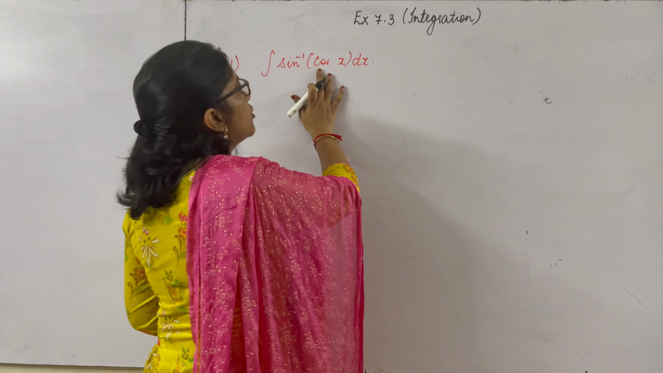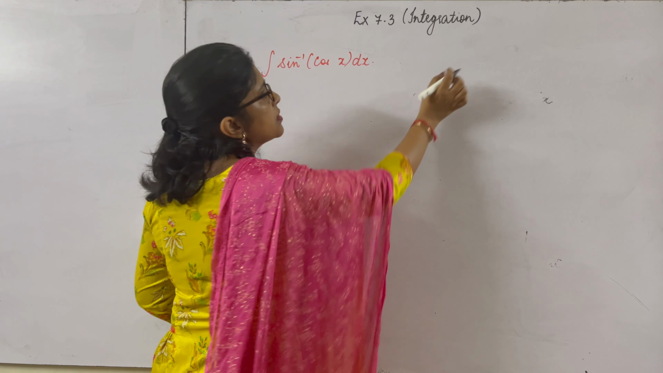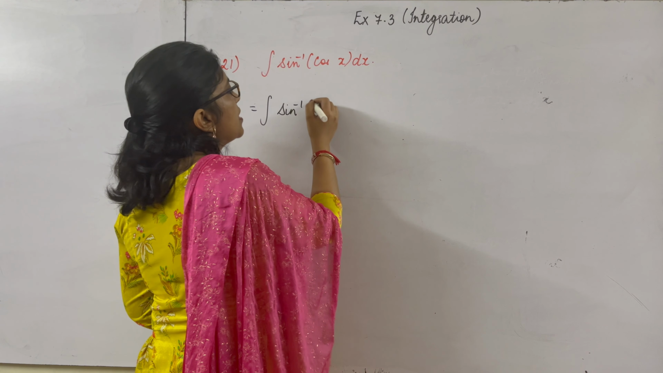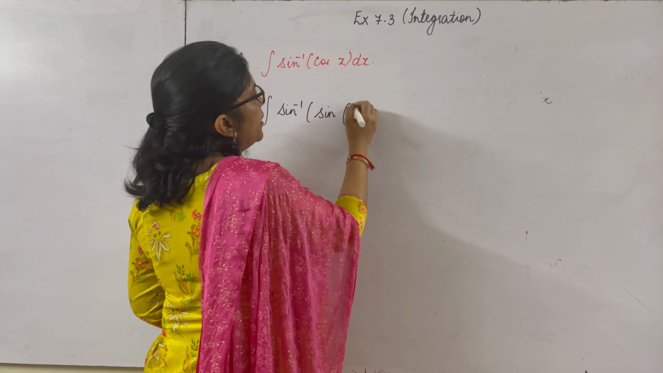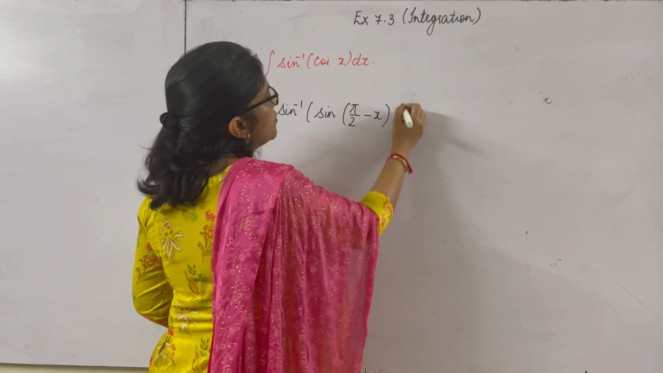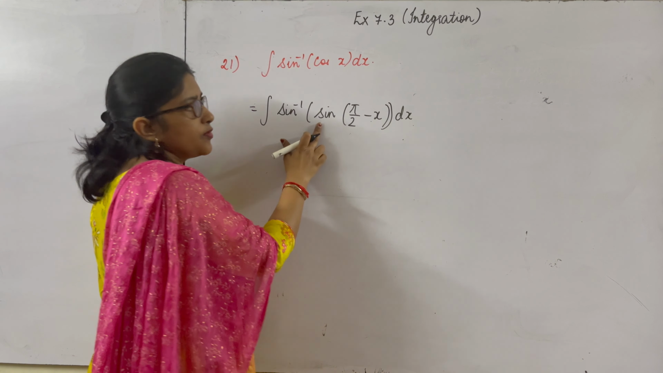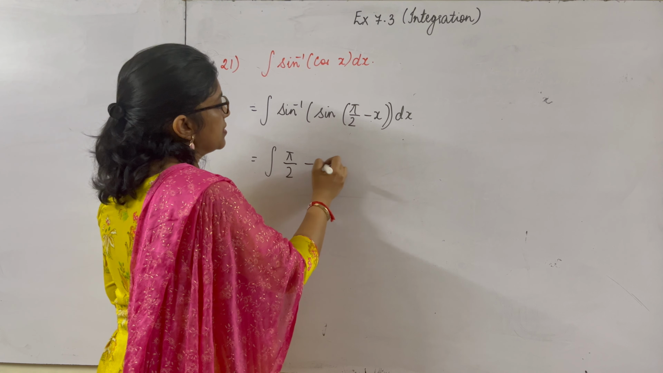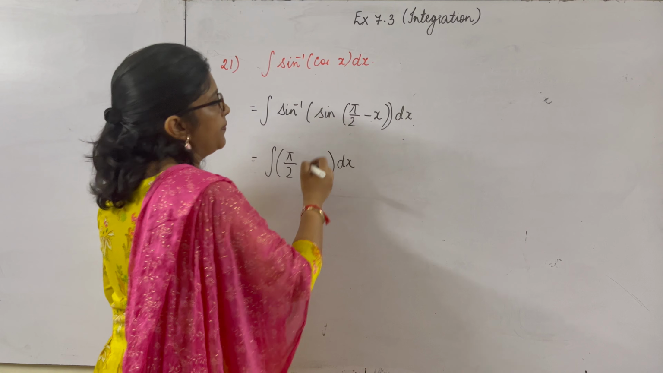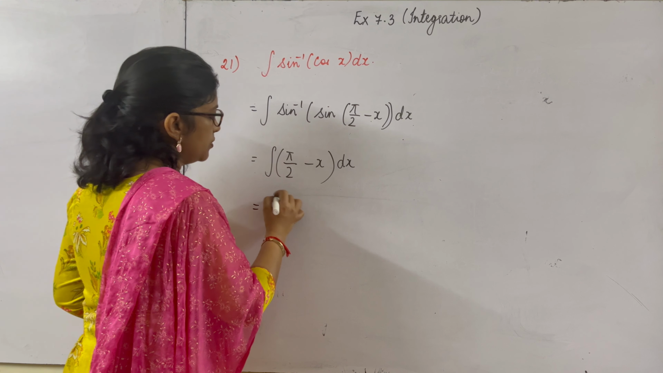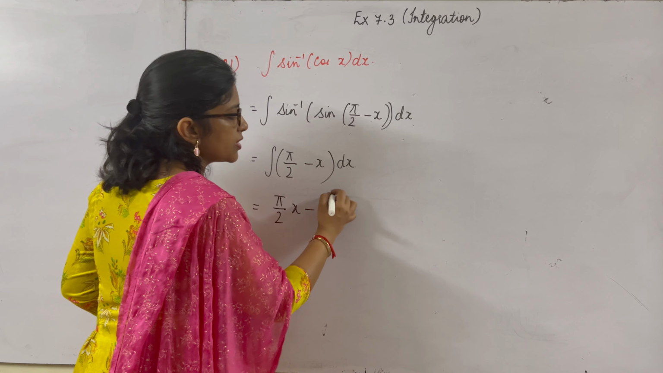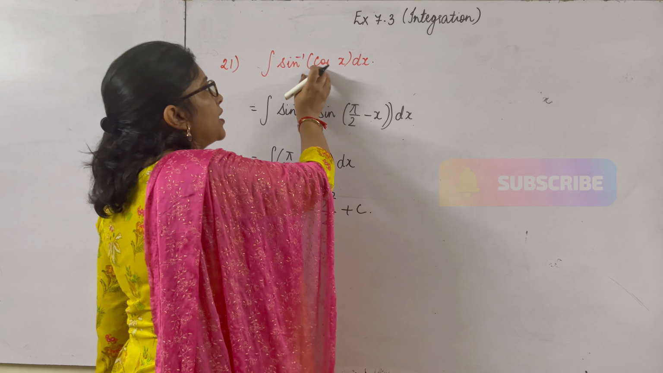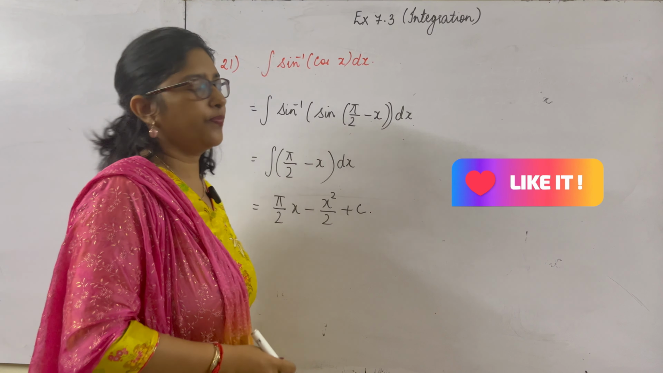Now because we have cos x here and sine inverse, we will convert cos x as sine of pi by 2 minus x, because we know that sine inverse of sine will get nullified and we have pi by 2 minus x. Integration of pi by 2 is pi by 2 x, and integration of x is x square by 2. So if you just think of converting this, it becomes very easy.